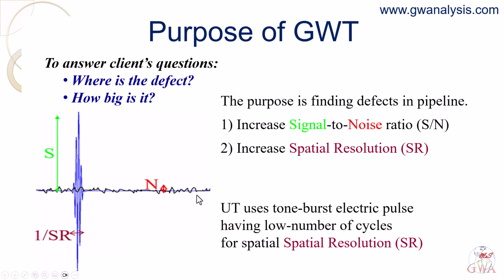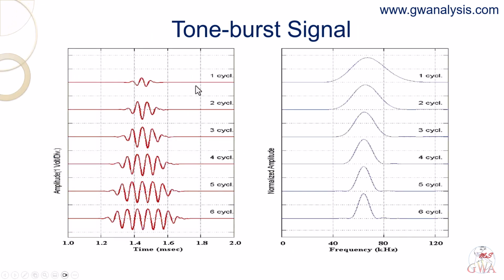The inspector can directly control spatial resolution with instrument settings, because the spatial resolution of guided wave is decided by the operating center frequency and the number of cycles. Ultrasonic testing uses a tone-burst electric pulse with a low number of cycles to increase spatial resolution. This slide shows a tone-burst signal generated by the magnetostrictive sensor system with a 64 kHz center frequency adapter.